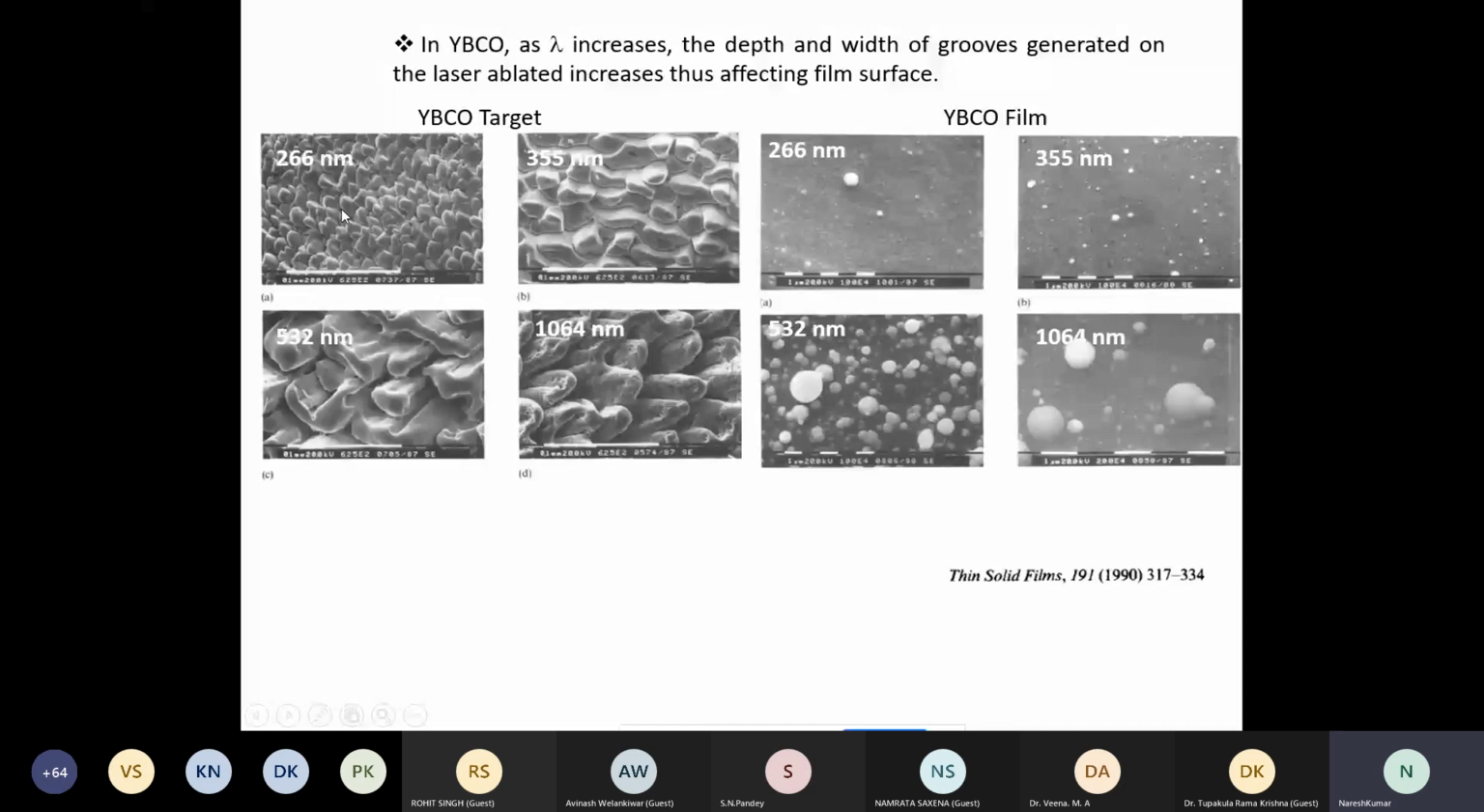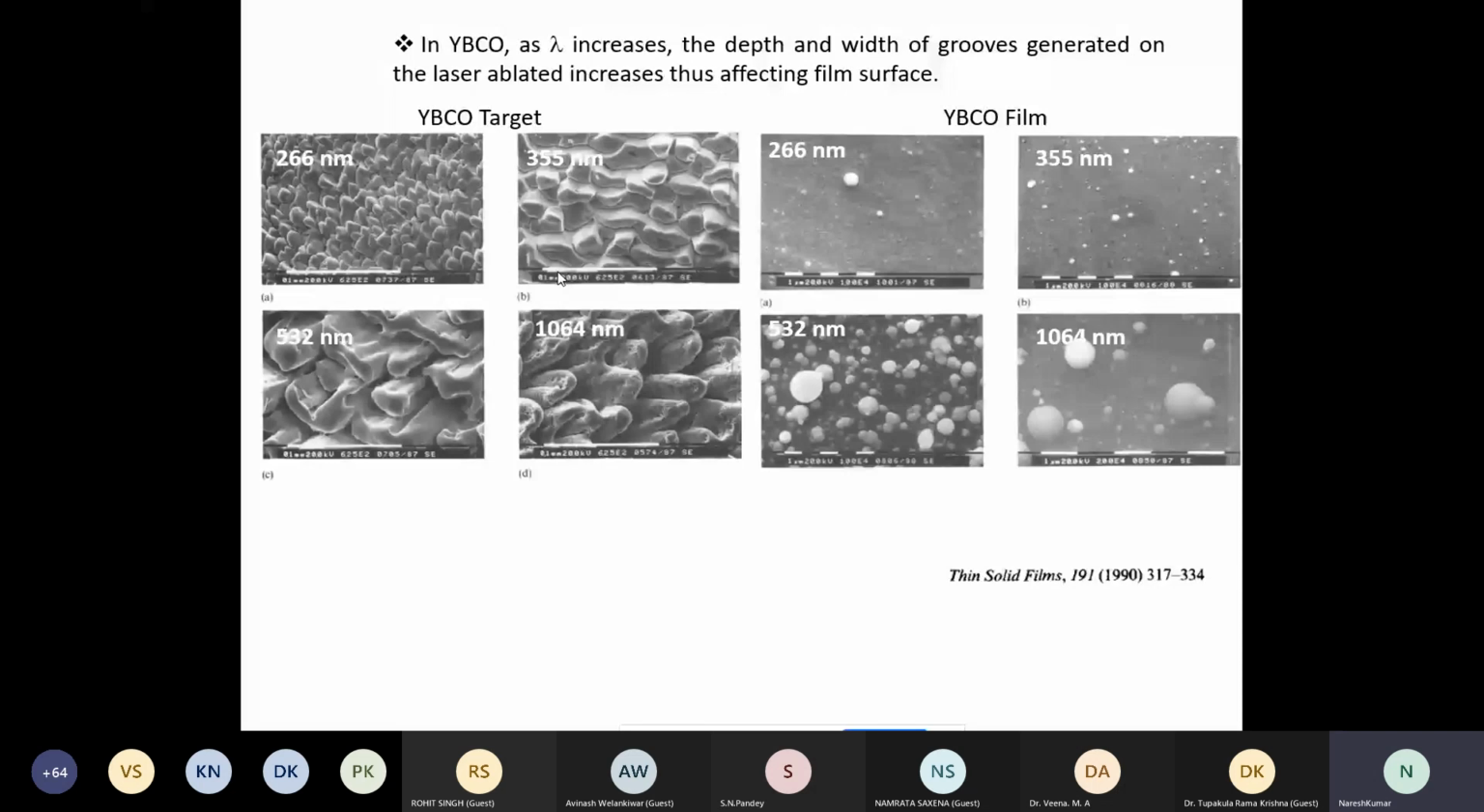So see, if you are using high wavelength, then the size of bigger particles is more. But if you go for lower wavelength, then surface quality is a little better as compared to this. So one can optimize wavelength based on the requirement. If somebody is interested, let's say for some application, my surface roughness is not at all an issue, then I can go for any wavelength, right? But if for a certain application, surface roughness is a critical issue, then one has to be very, very careful in selecting wavelength. Okay.